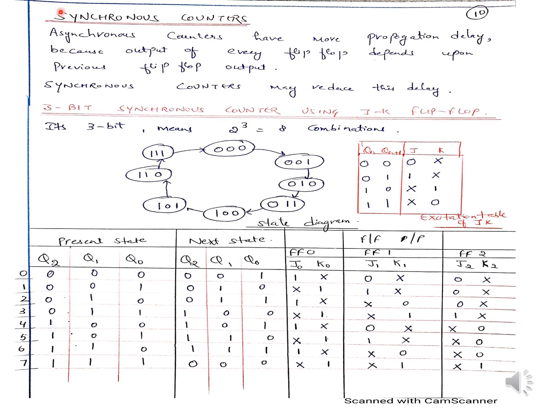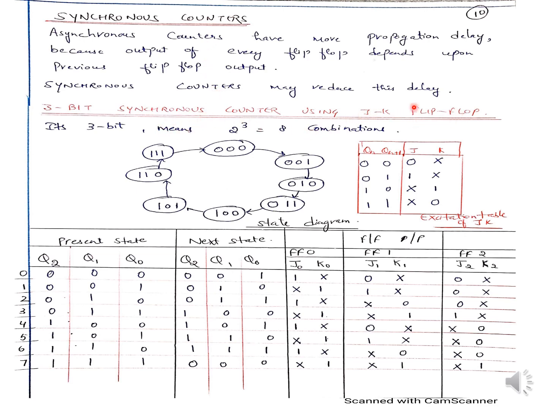Okay, so in the previous slides, if you remember, in lecture number 9, we have done the asynchronous counters, and today we will be doing the synchronous counters. Asynchronous counters have more propagation delay because the output of every flip-flop depends upon the previous flip-flop output. That's why we generally use synchronous counters for their speed, and it may reduce the delay as well.